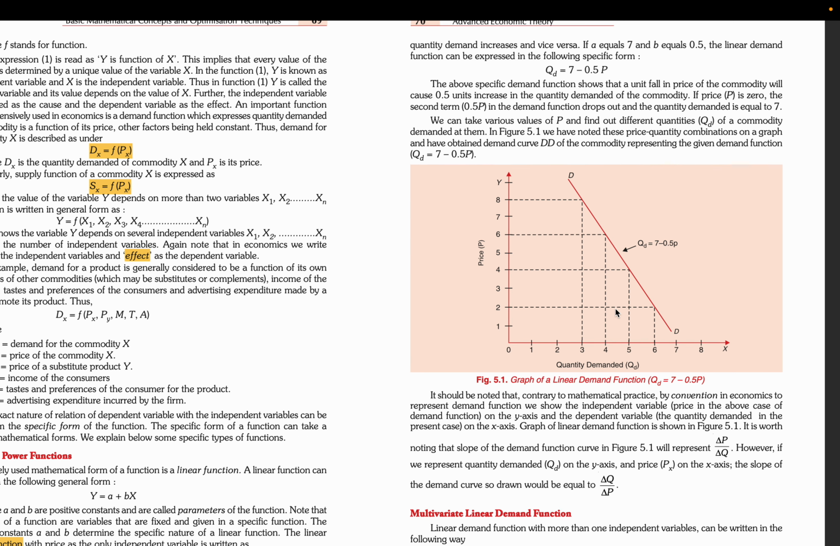If a equals 7 and b equals 0.5, the linear demand function can be expressed like this. The above specific demand function shows that a unit fall in price of a commodity, if you decrease p by 1 unit, will cause a 0.5 unit increase in quantity demanded of that particular commodity. Okay, so if this decreases, this is going to increase. You've already said this, but if this decreases by a value of 1, you know that the quantity demanded is going to increase by 0.5 units. Why? Because p is then going to be 1.